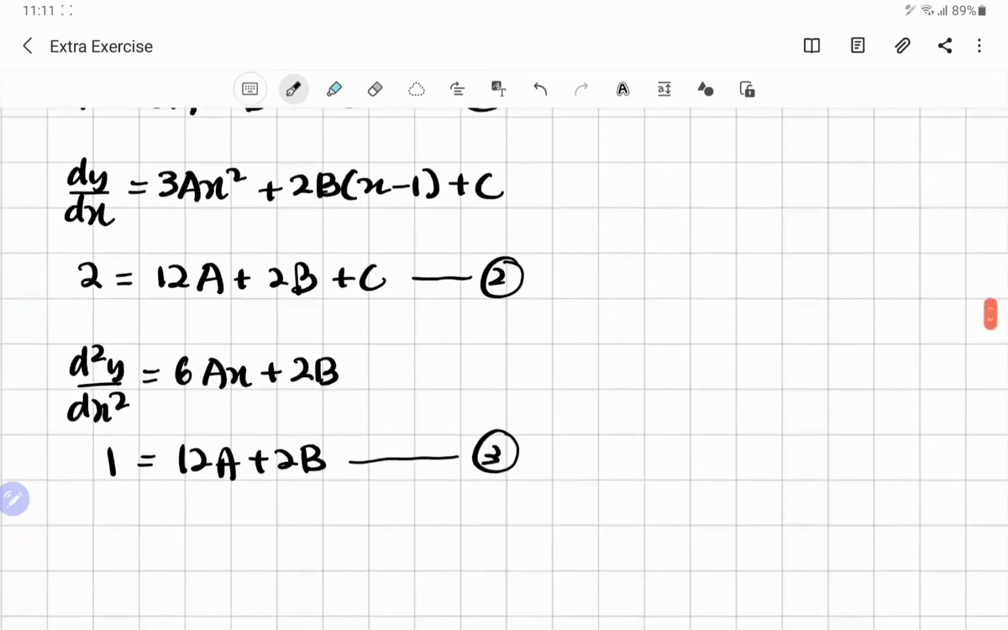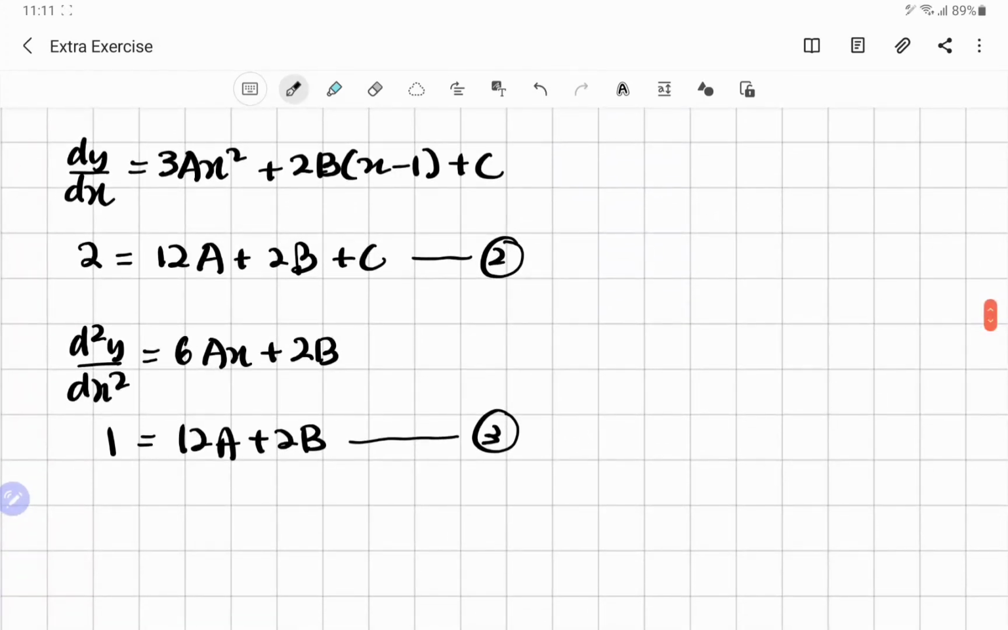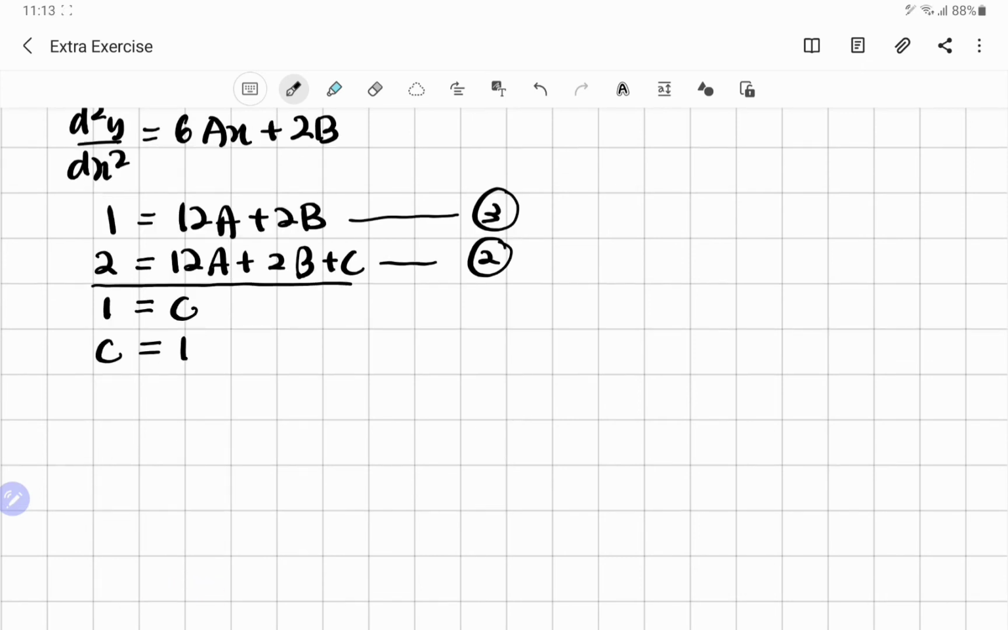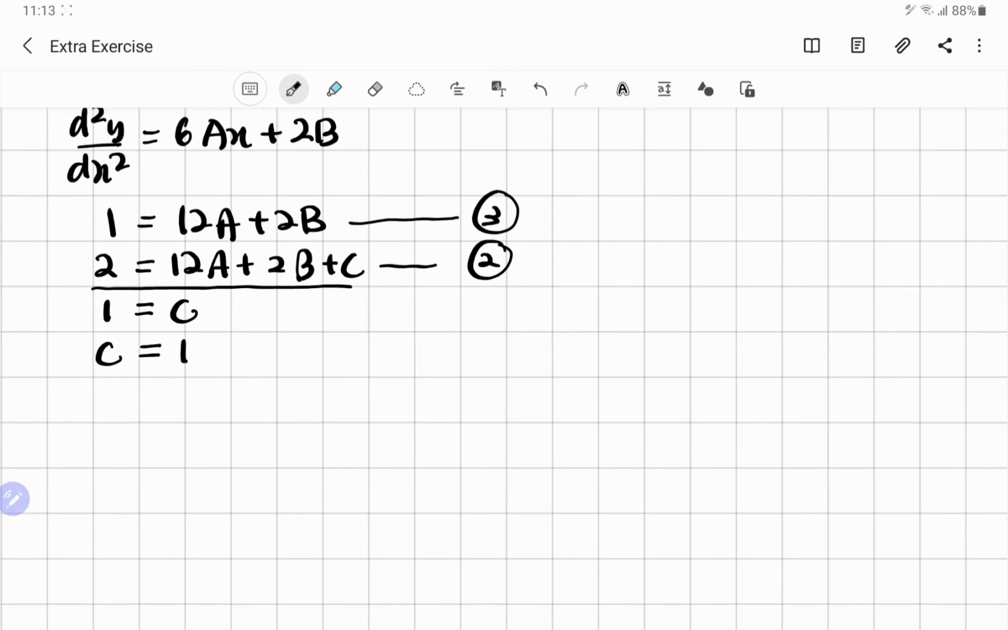So we're going to use the second equation, 2 equals 12a plus 2b plus c, and we're going to subtract these two. We're going to get 1 equals c, or c is equal to 1.